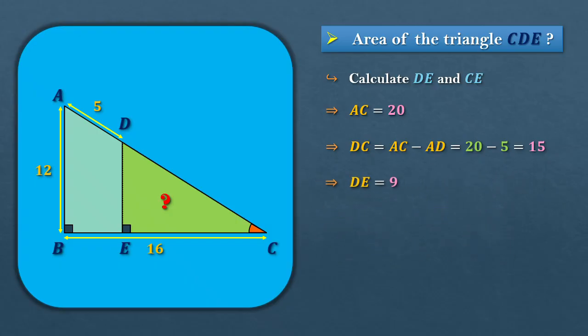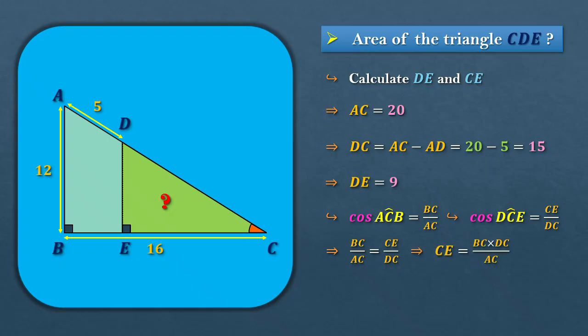Now to compute the length CE, we have in right triangle ABC the cosine of angle ACB, which is equal to the adjacent side BC divided by the hypotenuse AC. We also have in right triangle CDE the cosine of angle DCE, which is equal to the adjacent side CE divided by the hypotenuse DC. From this, we can deduce that BC divided by AC is equal to CE divided by DC.